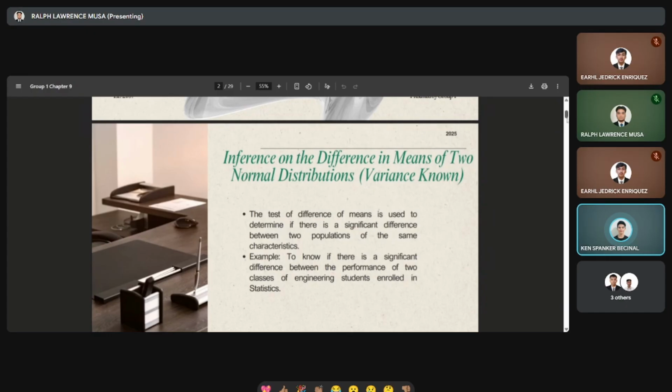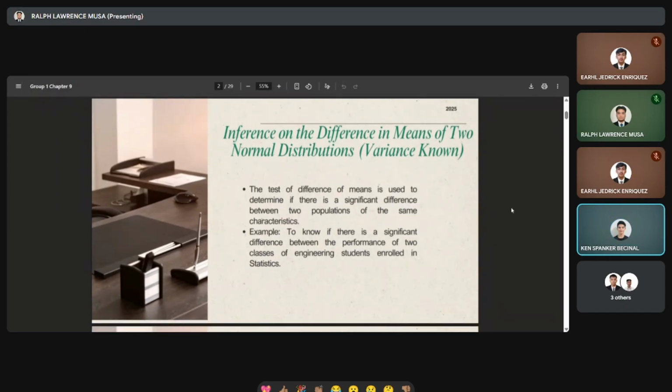Inference on the difference in means of two normal distributions. The test of difference of means is used to find out whether there's a significant difference between two populations that have the same type of characteristics. In simpler terms, we are trying to see if two groups are really different or if any observed difference just happened by chance. For example, let's say we want to know if there is a significant difference between the performance of two classes of engineering students enrolled in statistics. If both classes took the same exam, we can use this test to compare their mean scores and see if one class performed better. Next slide.